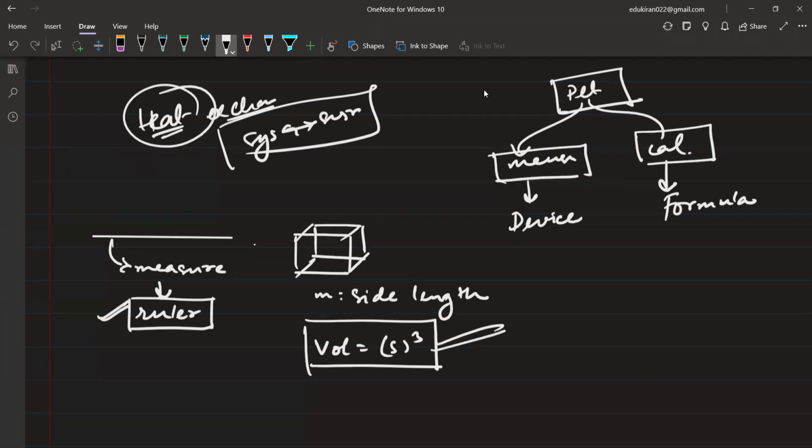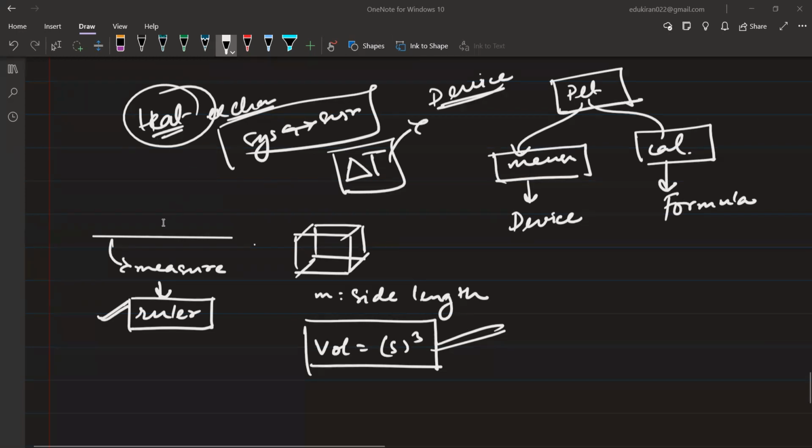Now, measuring the heat exchange is very difficult. But we all know we can very easily measure the delta T. How will we measure delta T? What is the device? Tell me. What device should I use to measure the change in temperature? How can we measure temperature? A thermometer. Simple, right?